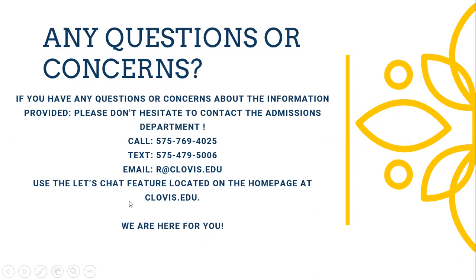If you would like a campus tour, we do have those on Tuesdays and Thursdays. Come check it out. We can look for your classes before the semester starts. If you'd like to call us, you can reach us at 575-769-4025, or you can email us at recruitment@clovis.edu. We do have a Let's Chat feature, so make sure you click on it. You can click on admissions and we'll be right there to help you and answer any questions you have. We are here for you, so come and talk to us and bug us.